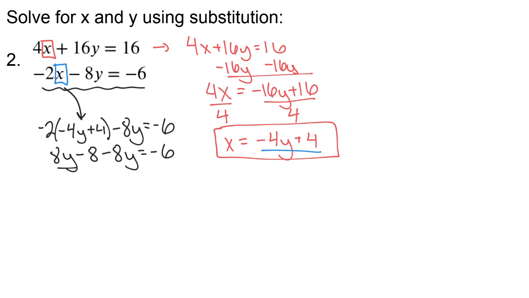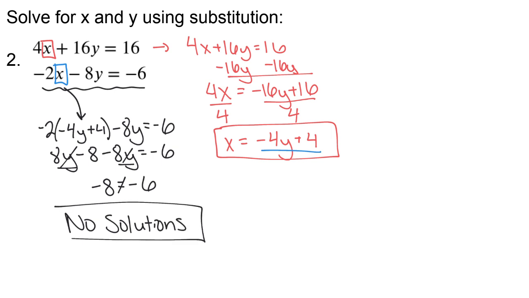I've got some like terms here we could put together, but 8y minus 8y is no more y's. That's 0 y's. So those go away. And we're left with negative 8 equals negative 6. Now you and I both know that's not true. Negative 8 does not equal negative 6. That means this one has no real solutions. It also tells me that if we were to graph these two lines, we would see that they're parallel and never cross.